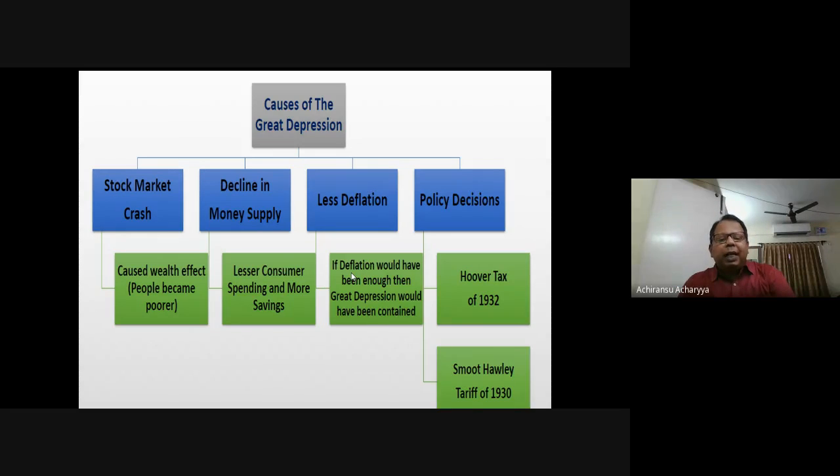So basically, if the stock market crashes, then the big people become poorer, so they are scared. They will sell their stocks, and there's less consumer spending and more saving because people are worried about the future. Like what's happening now, people are storing food, people are saving money. They don't want to spend because they don't know what's going to happen in the future. They might lose their jobs and all that. If deflation alone had happened, the Great Depression could have been contained, but that was not the case. There was severe deflation and wrong policy decisions.